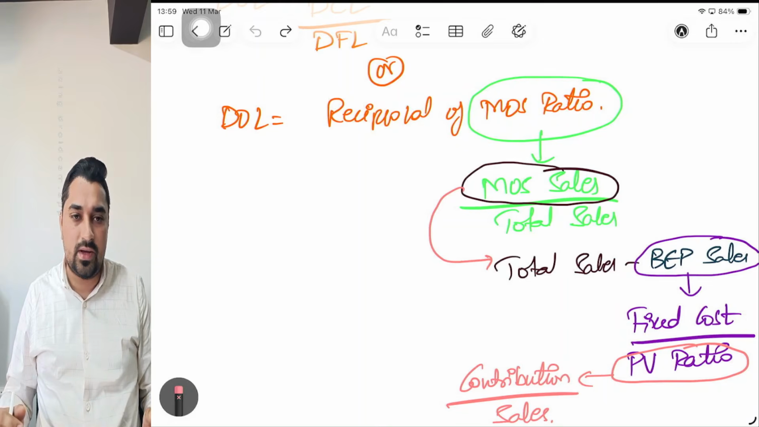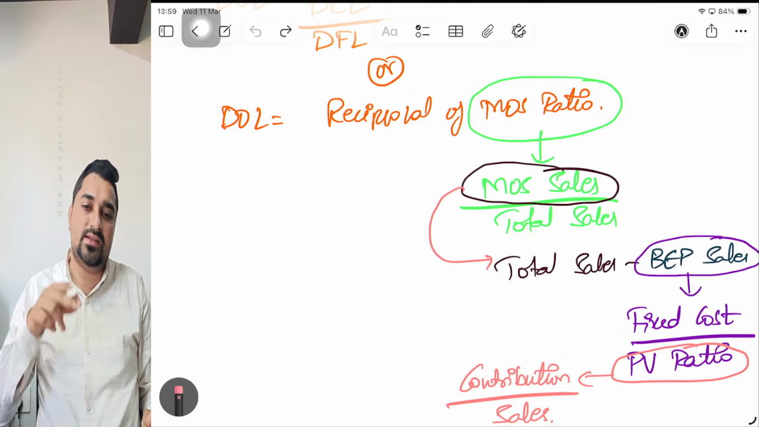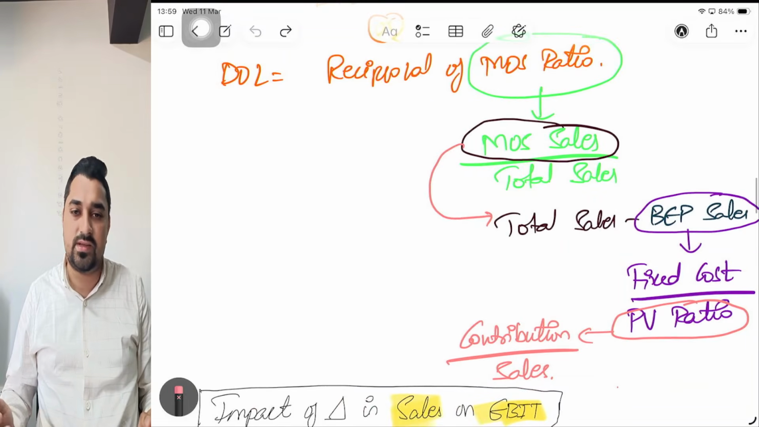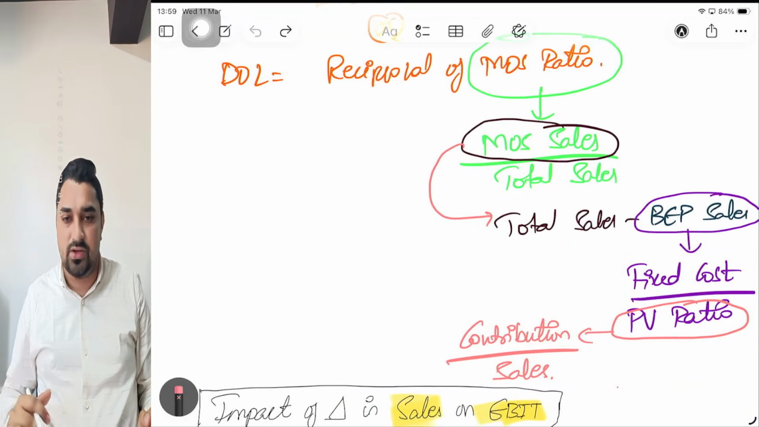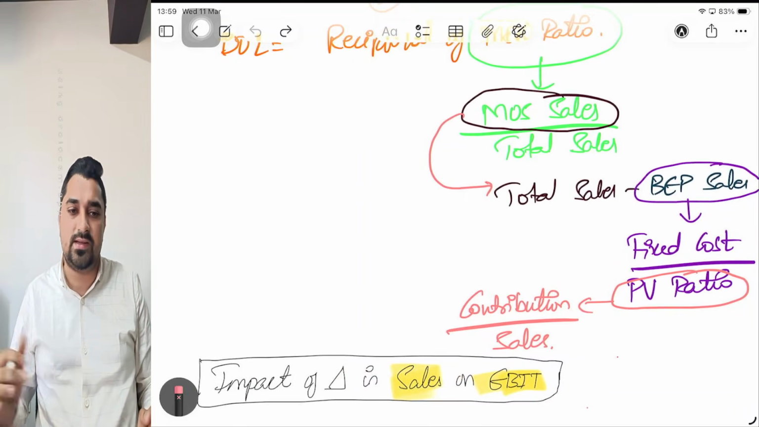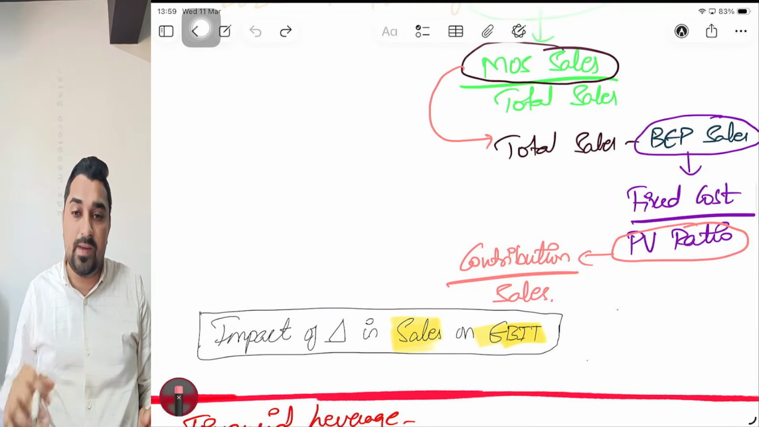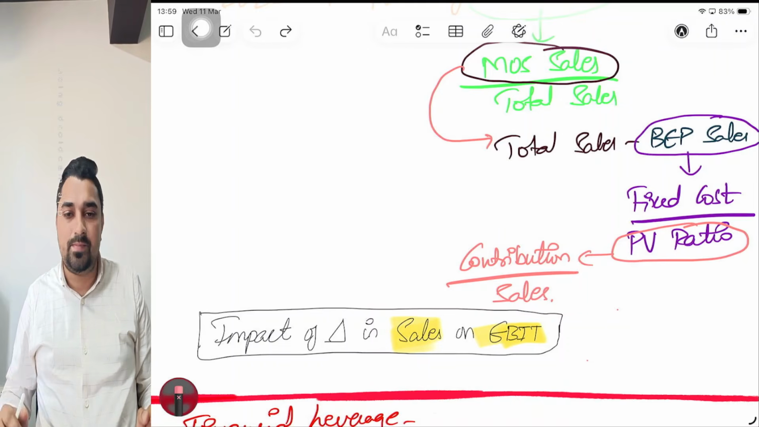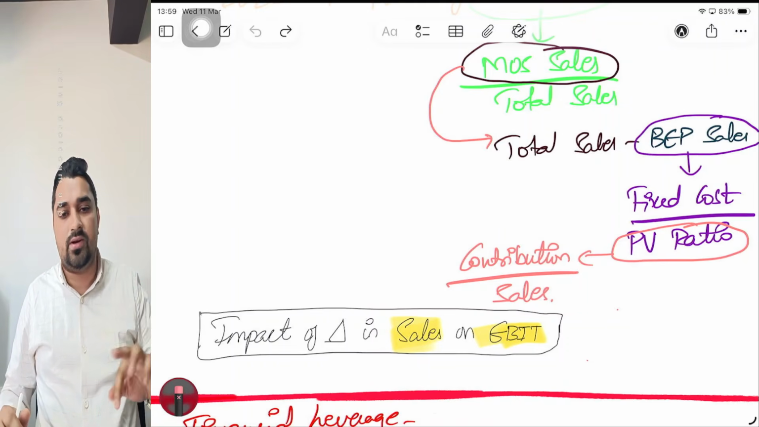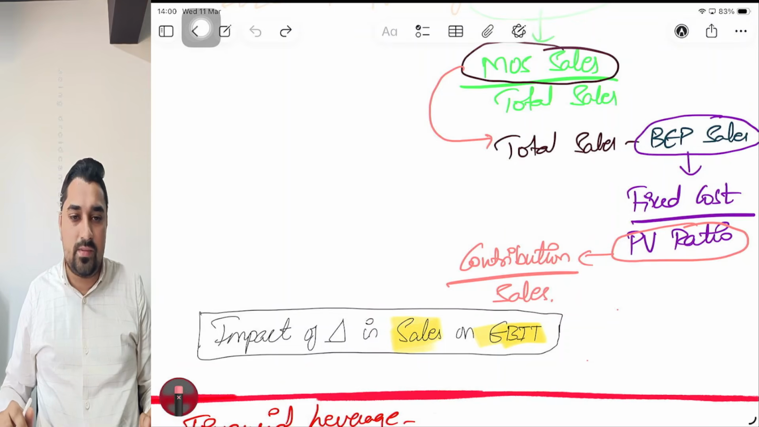To sum up, again, what do you mean by degree of operating leverage? One more formula to calculate degree of operating leverage: it is a reciprocal of MOS ratio. How do you calculate MOS ratio? MOS sales divided by total sales. How do you calculate MOS sales? Total sales minus BEP sales. How do you calculate BEP sales? Sir, fixed cost divided by PV ratio. How do you calculate PV ratio? It is contribution divided by sales, or it is complementary to variable cost ratio.